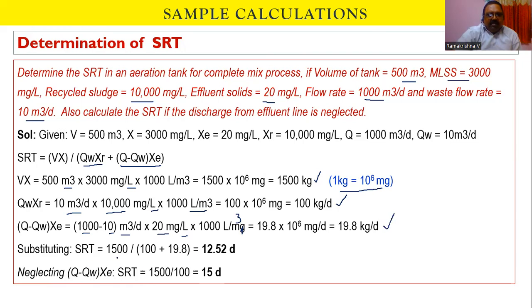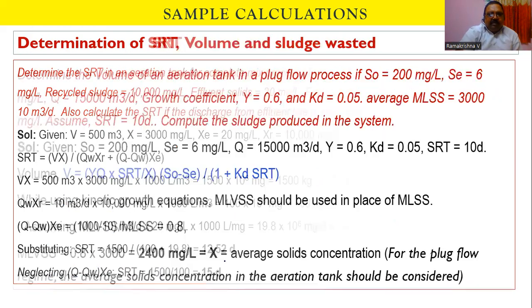Substituting, SRT is equal to 1500 divided by 100 plus 19.8, which is 12.52 days. The second part is if the effluent loss is neglected, so Q minus QW into Xe is neglected, SRT will be equal to Vx by QWXR, which is equal to 15 days. So there's not much of a difference.